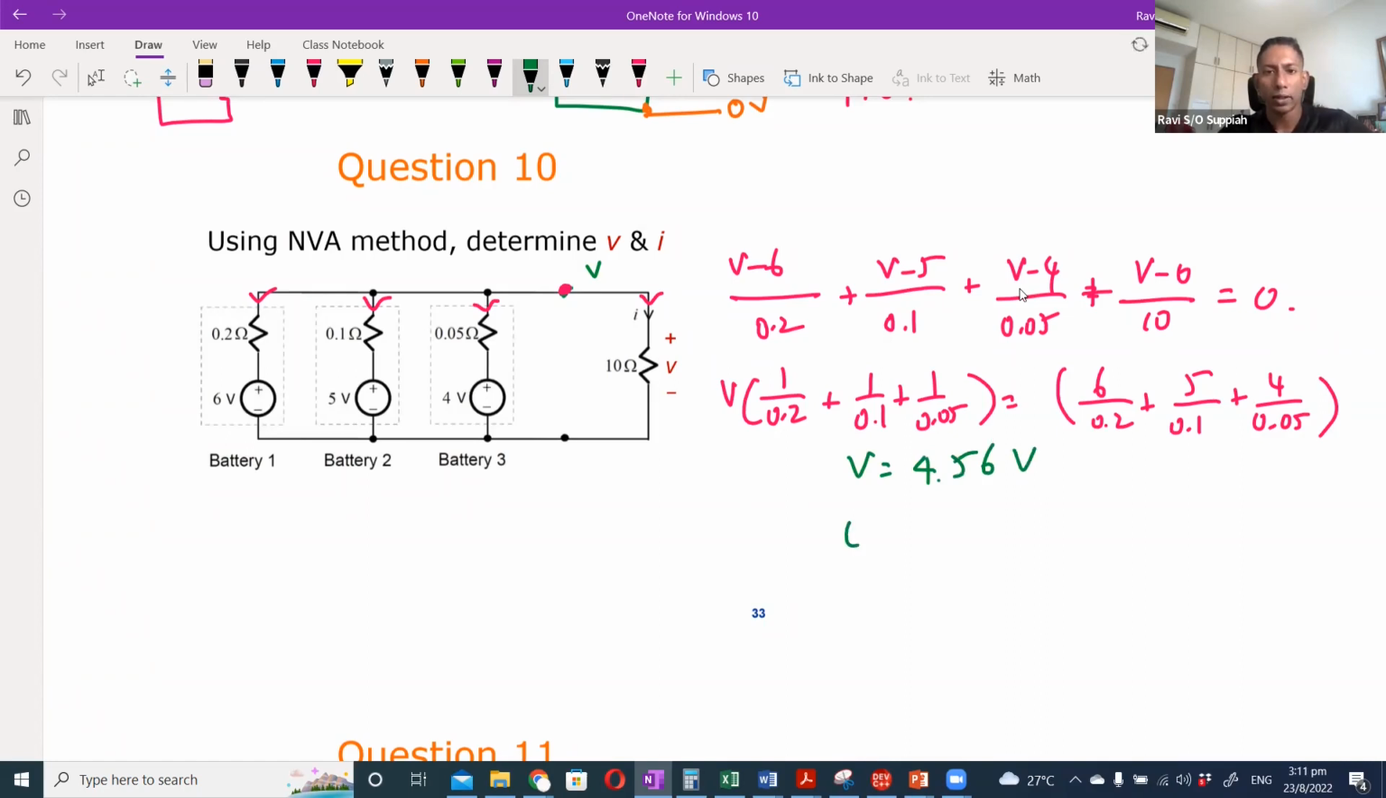Once you know V, you can calculate the I, correct? Which is 4.56 over 10 ohm, which is 0.456 ampere. So that is your voltage and your current. This is quite straightforward. Like we saw, we can take any node and just write equations based on all the current flowing in or flowing out, and then from there you solve. In our case, since you declare one node V, one equation is enough to solve, and then you get your unknown.